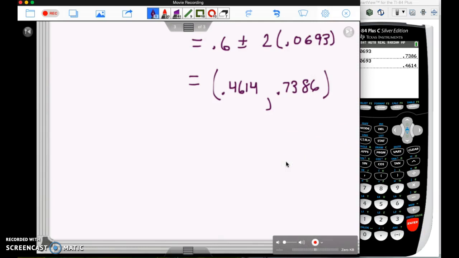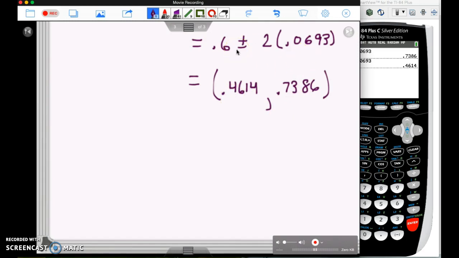So what we're going to end up with here is an interval. This interval tells us that if our sample proportion was 60%, or 0.6, then we believe with 95% confidence that the population proportion, the actual percent of Pequea Valley High School students who choose math as their favorite subject, is somewhere between roughly 46 and 74%.